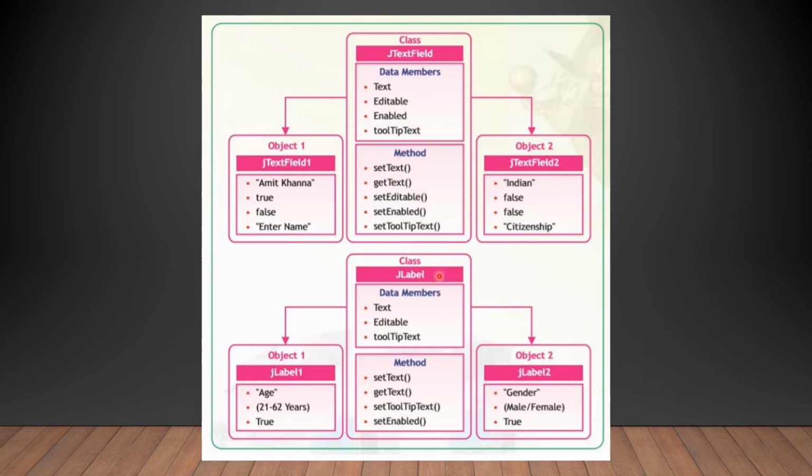So let us see another example. Here another example is class JLabel. It also has various objects, JLabel1, JLabel2. Basically these are the names of the objects, and this is the name of the class JLabel. The class will have data members and methods. As you can see, here are 3 data members and 4 methods, and the actual data is in the objects.